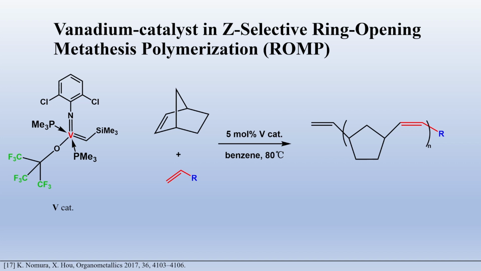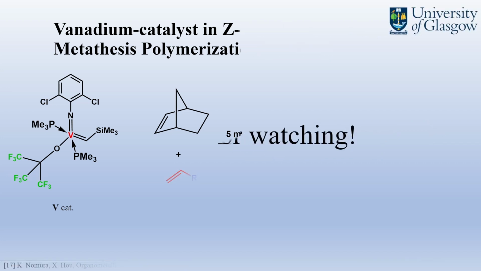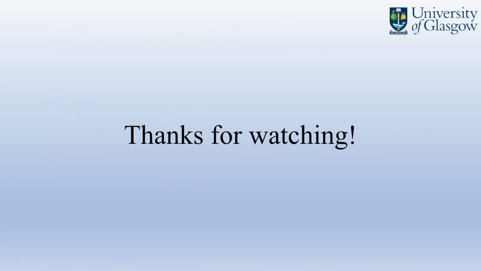Nowadays, there are lots of Z-selective catalysts with molybdenum, tungsten, and ruthenium. It is clear that ligand design plays a crucial role in the success. That is all my video essay is about. Thanks for watching.